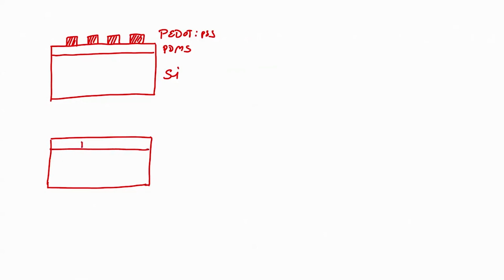So, we have PDMS, we have silicon, and we have our strain gauge. On this we will deposit chrome gold, all right. So, let us draw chrome gold with some different pattern, chrome gold.